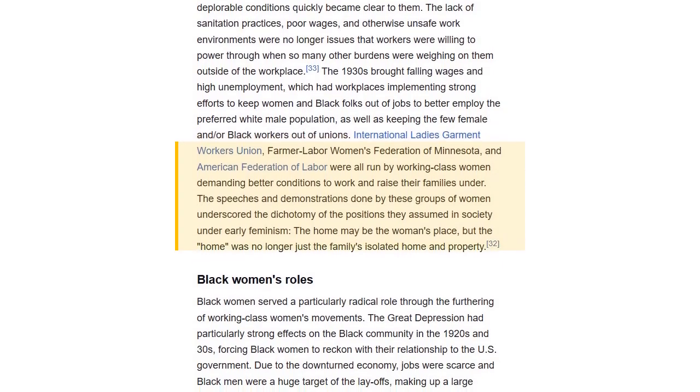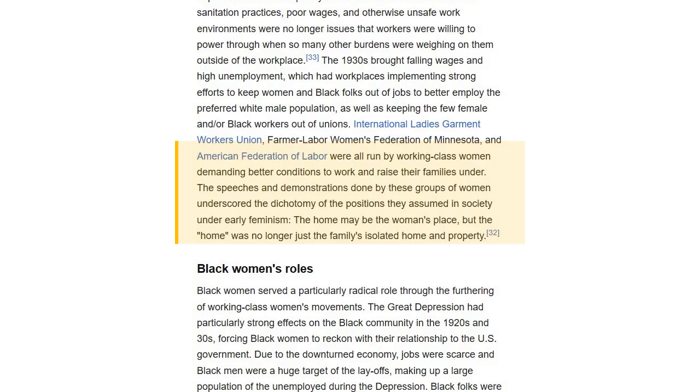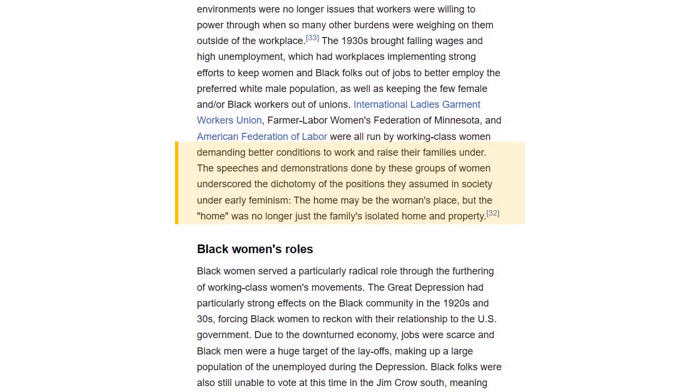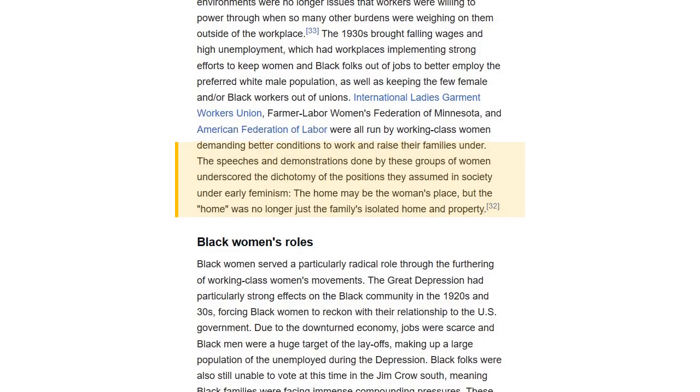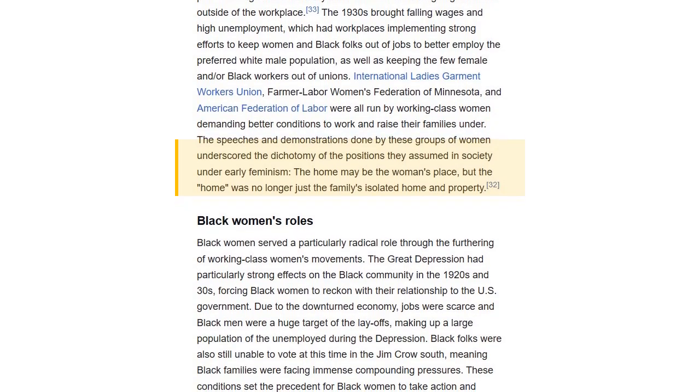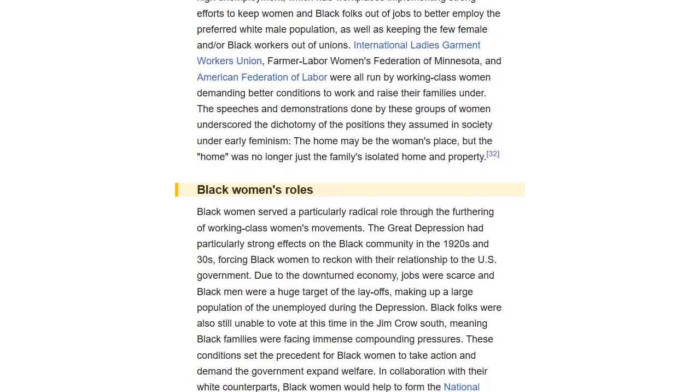The speeches and demonstrations done by these groups of women underscored the dichotomy of the positions they assumed in society under early feminism. The home may be the woman's place, but the home was no longer just the family's isolated home and property. Black women's roles.